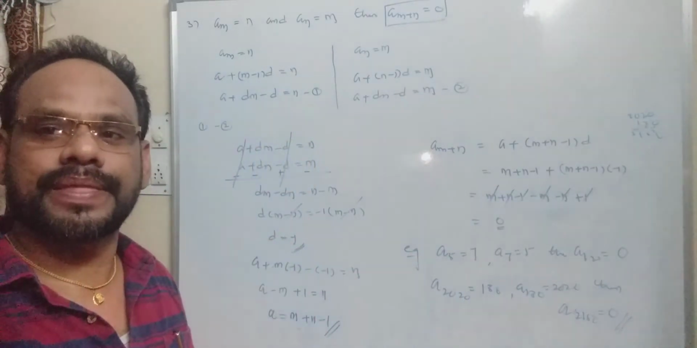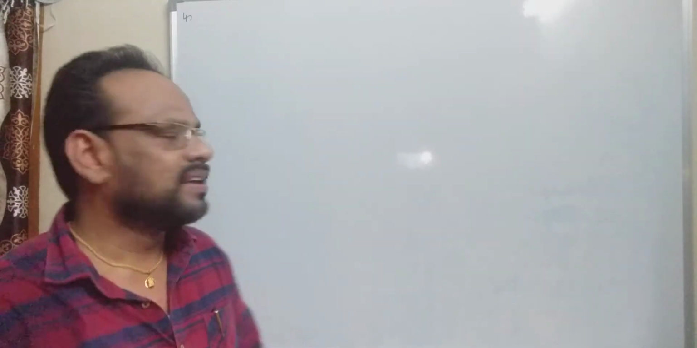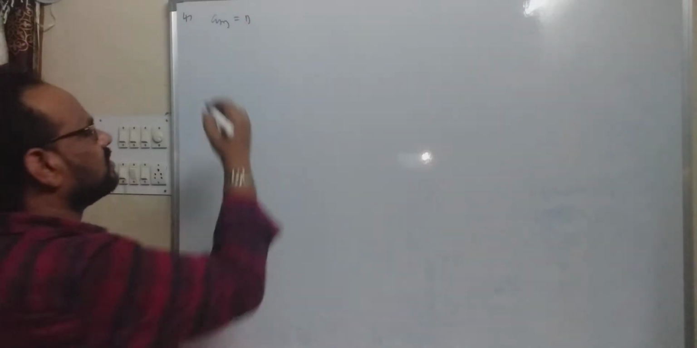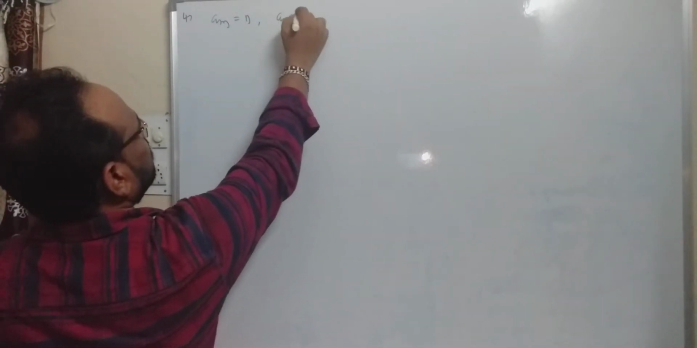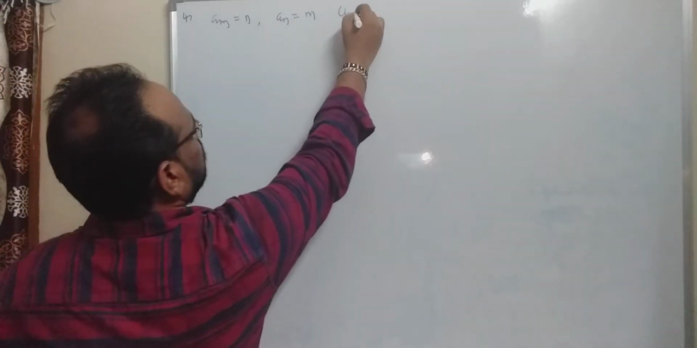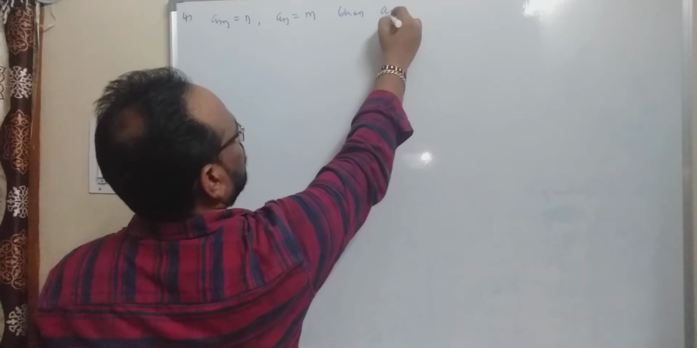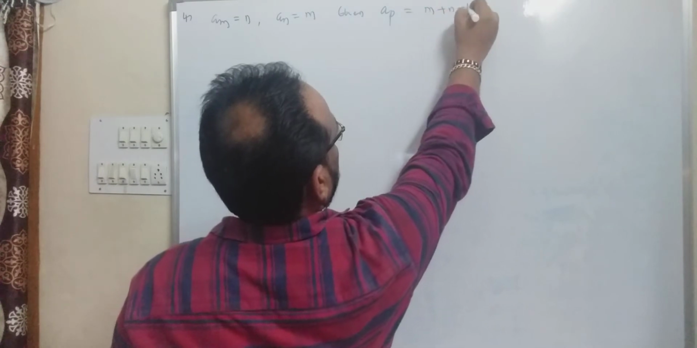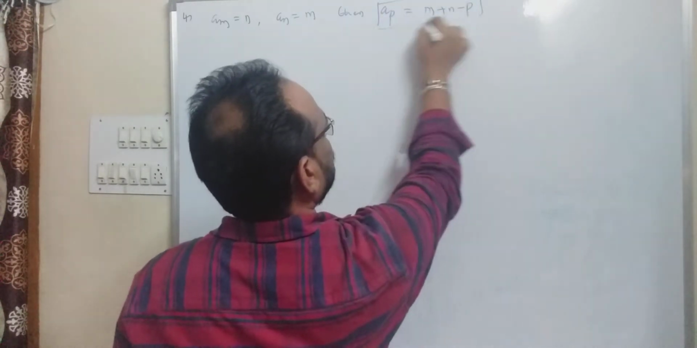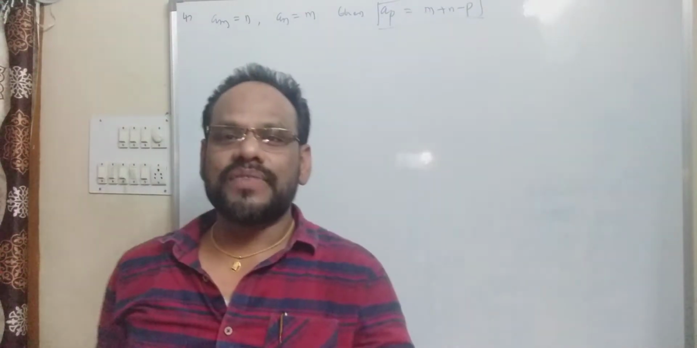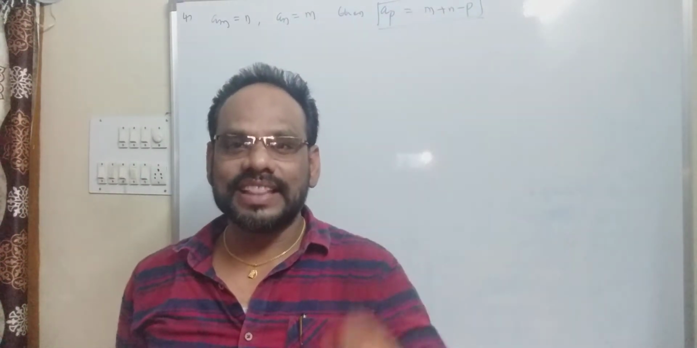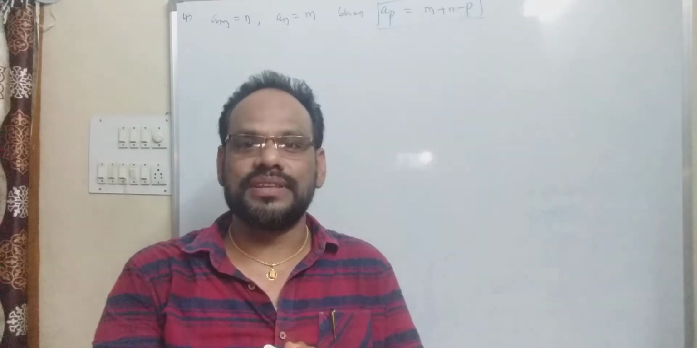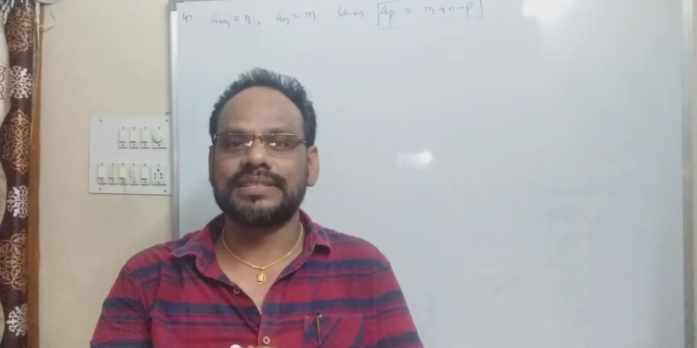Next, the fourth property, same as the third property. If the mth term is n and the nth term is m, then the pth term is always m plus n minus p. This is also a very important property. If the mth term of an arithmetic progression is n and its nth term is m, then its pth term is m plus n minus p.